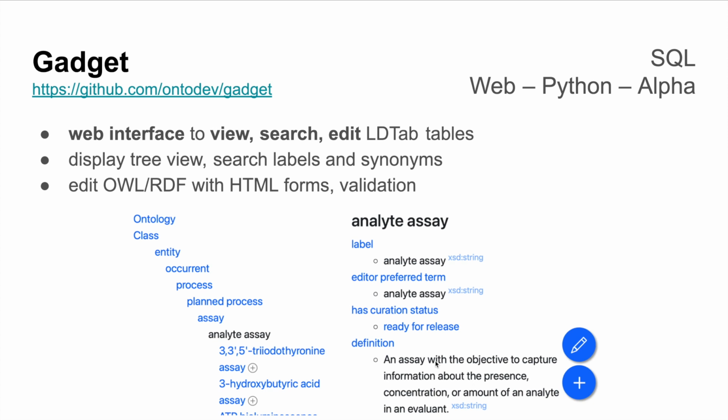But because LDTab is so lightweight, this can be run with just a few hundred megabytes of RAM, and you can have a whole bunch of these things running all at once. And that's an advantage, even for large ontologies, an advantage over something like Robot.